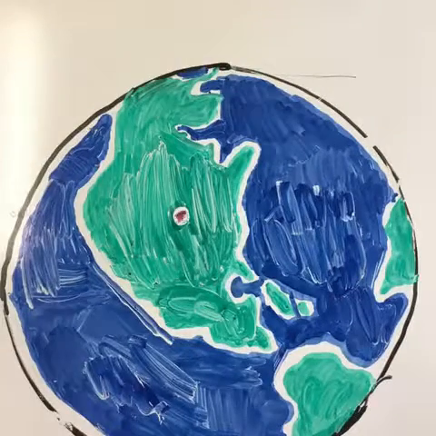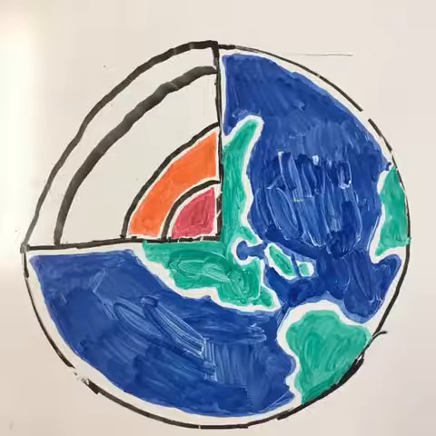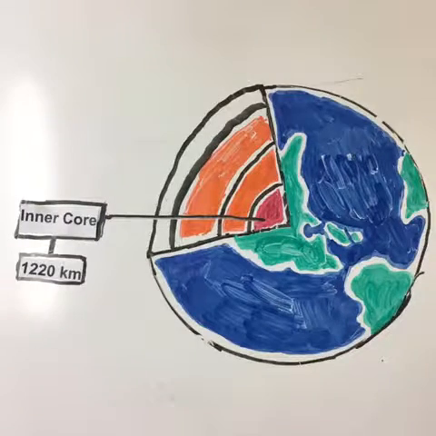This is the Earth. You are here. The Earth is composed of four main layers called the inner core, outer core, mantle, and crust. The inner core is the innermost layer of the Earth and has a thickness of 1,220 kilometers.